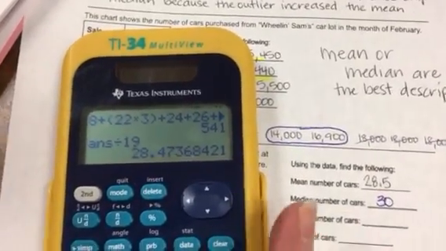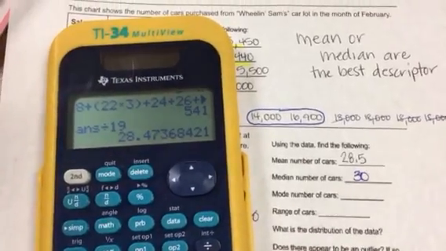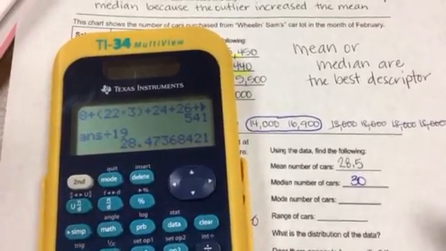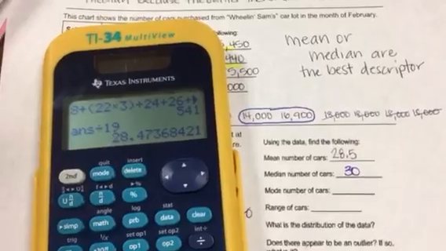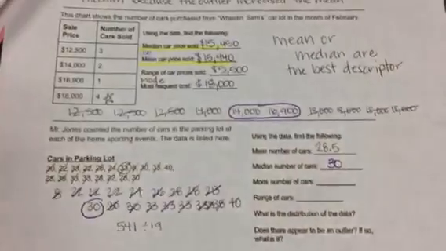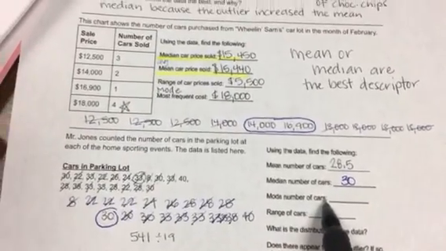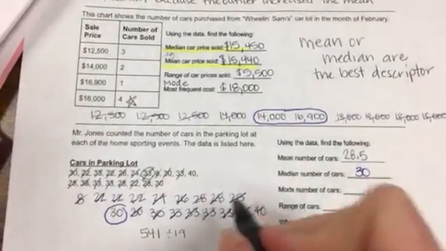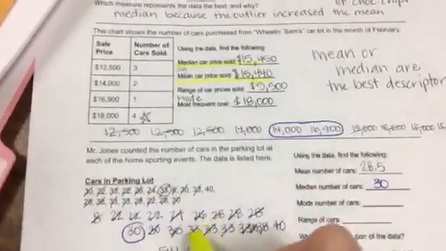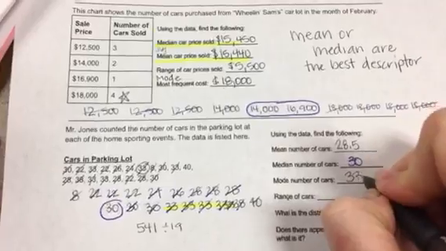And we all know you can't have half of a car, right? We did talk about that earlier in class, but this is a description of the data, so if that bugs you, you could say it's between 28 and 29 cars on any given day. The mode is next. The mode is the one that appears the most, and I do believe that 33 is the winner there. It appears 5 times.